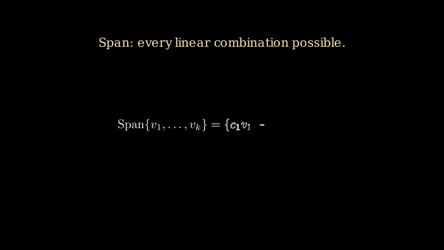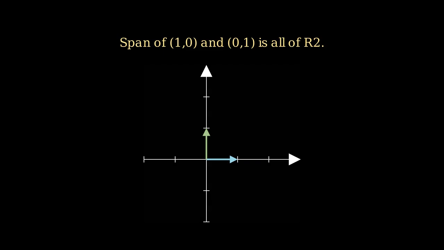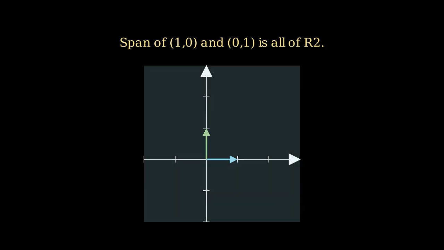The span of a set of vectors is the set of every single linear combination you could ever build from them, and it always turns out to be a subspace. First picture, span of the vectors 1, 0, and 0, 1 in the real numbers squared. This span is all of the real numbers squared, because any vector a, b can be written as a times 1, 0, plus b times 0, 1.